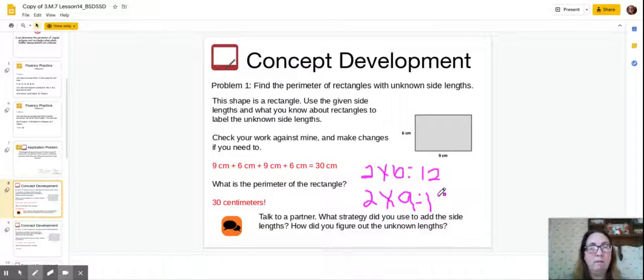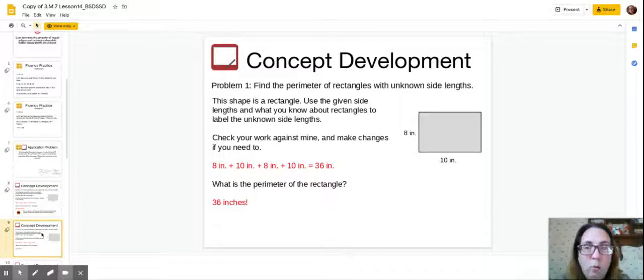I'm getting ahead of myself. And then you just add those two numbers up. 12 plus 18 is 30. And that's exactly what they have there. I just always add the sides together, but this is another way you can do it that's probably a little bit quicker.